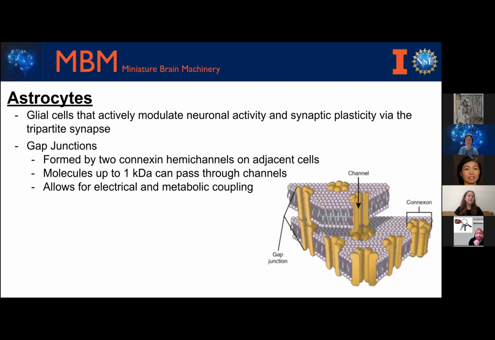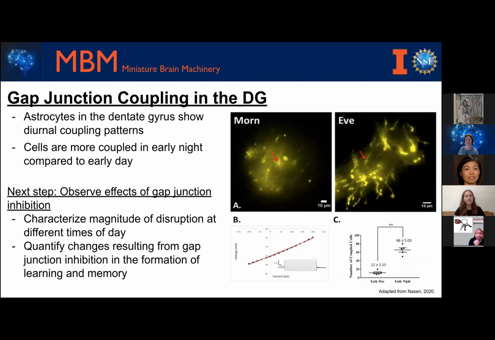But astrocytes don't work on their own. They actually form networks of astrocytes via gap junction coupling. This happens when two connexin hemichannels on adjacent cells couple together, and this allows molecules of less than 1 kilodalton to pass through the cells. These networks of cells become metabolically and electrically coupled. Specifically in the dentate gyrus of the hippocampus, our lab has found that astrocytes show a diurnal coupling pattern.